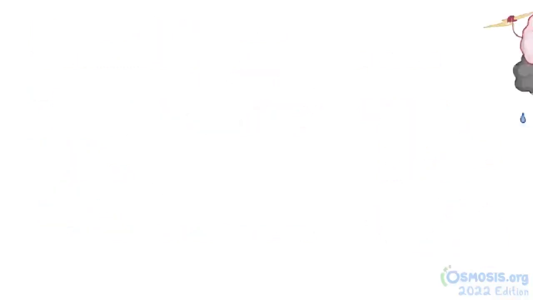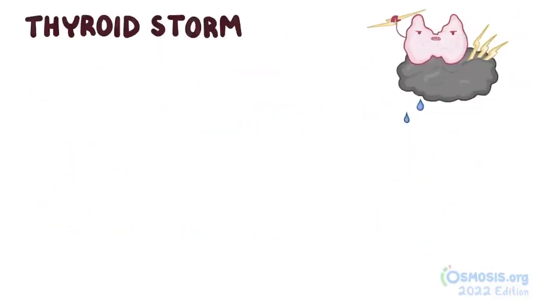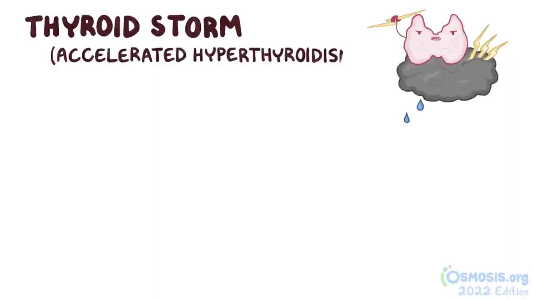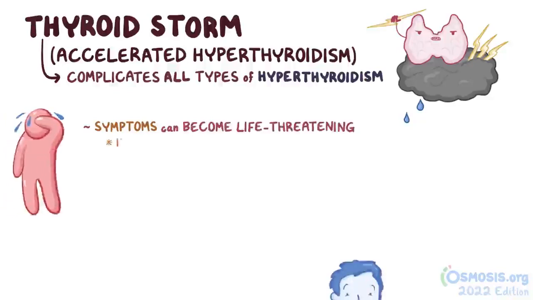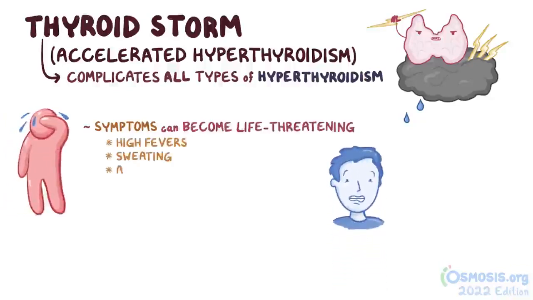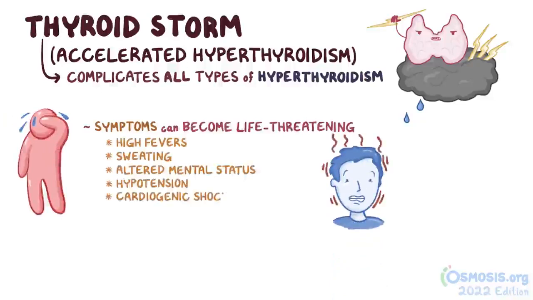Finally, it's important to discuss thyroid storm, which is also called accelerated hyperthyroidism, like taking a racing car and speeding it up. This can complicate all types of hyperthyroidism, and it's where symptoms become so extreme that they can become life-threatening. High fevers, sweating, an altered mental status, hypotension, and even cardiogenic shock.